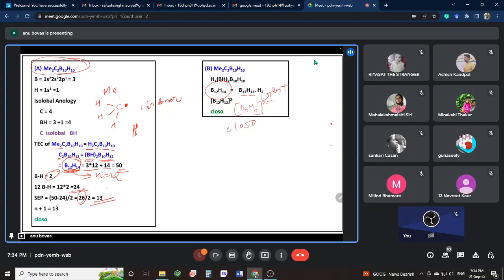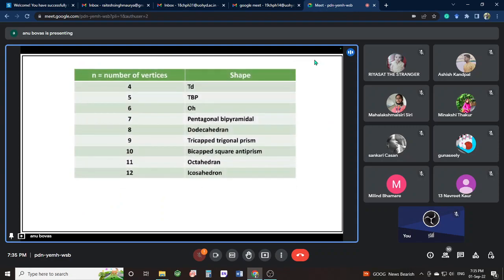So whichever method you solve, anyway the answer will remain the same. You can choose any method that is more adaptable to you and you will get the same answer. Now, we have solved the first part, that is the structure of the cluster. Now we have to solve the second part of the question, that is the shape of the cluster.